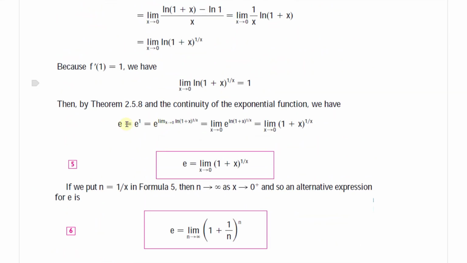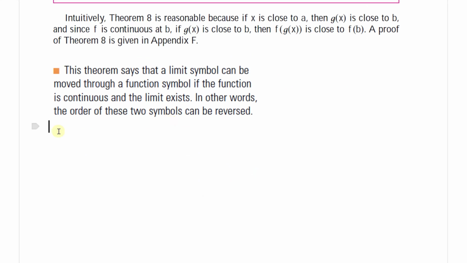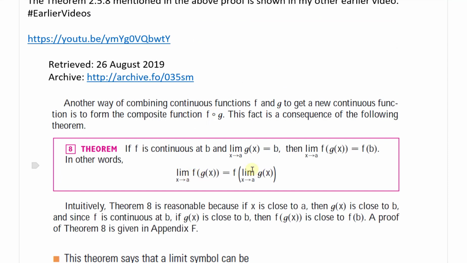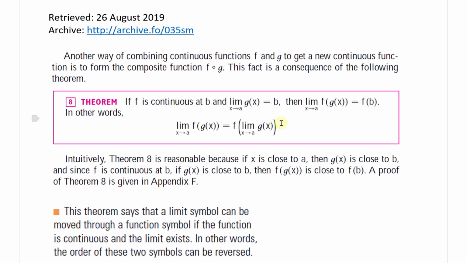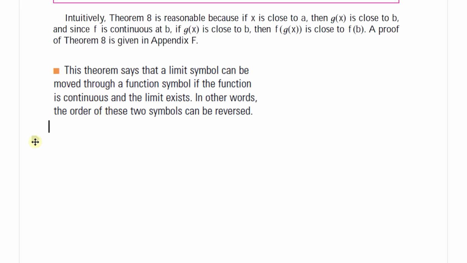So when you take a limit, you could plug that inside the exponential function as well. Anyways, this theorem says that a limit symbol can be moved through a function symbol if the function is continuous and the limit exists. In other words, the order of these symbols can be reversed. So you can put the limit inside or outside, depending on where the x variable is that you're taking a limit towards. And I use this theorem throughout my videos. Anyways, I just want to put that for reference.